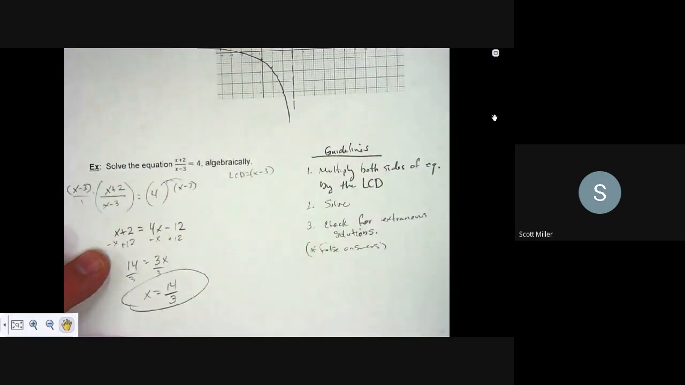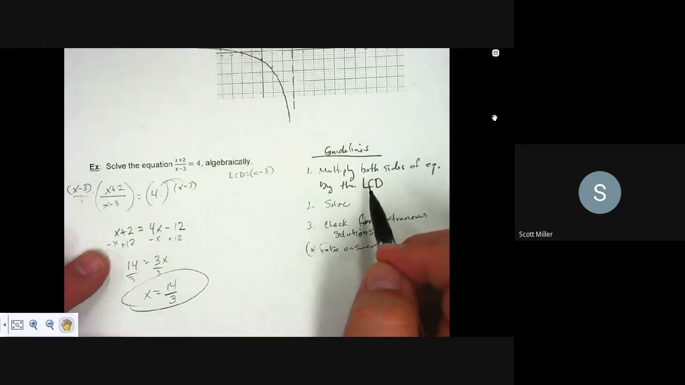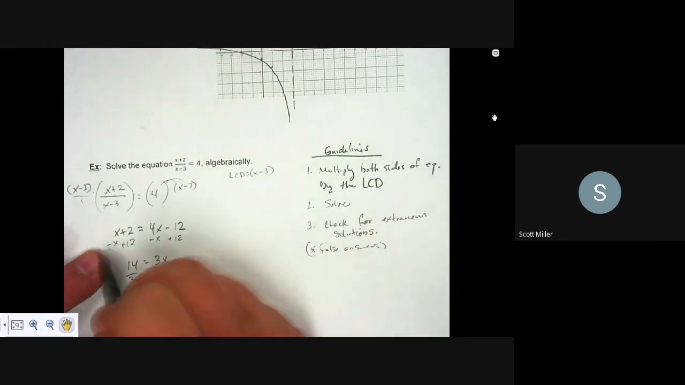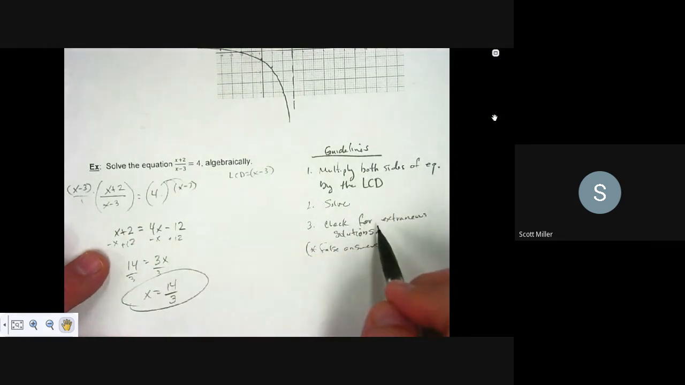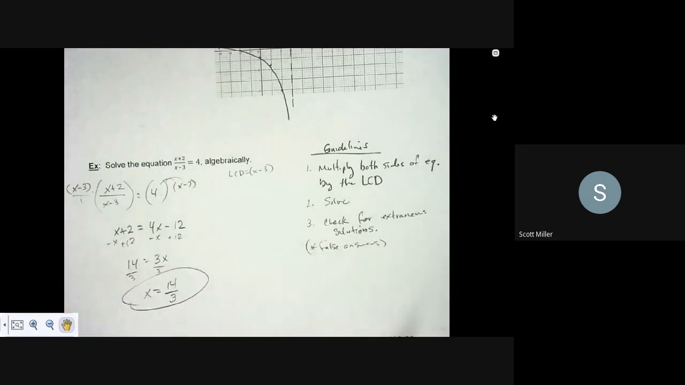Okay, that is the algebraic technique for solving rational equations. Finding the LCD, multiplying both sides of the equation by that LCD, solve the resulting equation, and then check your solutions for extraneous answers. Okay, that is the process we're going to follow, so let's keep on going.